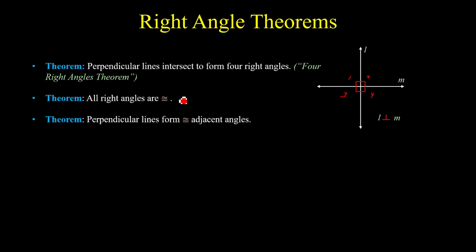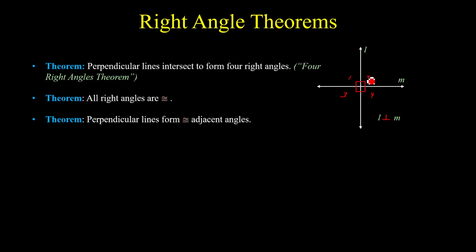And these are all theorems that are pretty easy to prove, which we shall elaborate upon next time. So all right angles are congruent, just like all vertical angles are congruent. And the third theorem for today is that perpendicular lines form congruent adjacent angles. That's pretty easy enough. That's like almost saying this and this, right? So perpendicular lines form congruent adjacent angles.